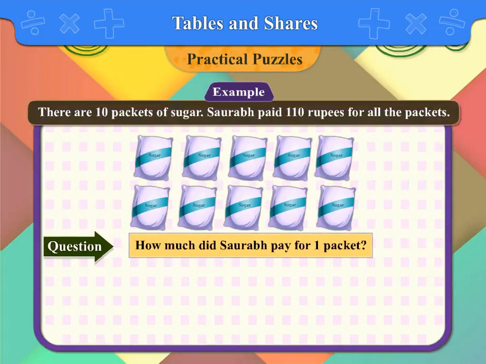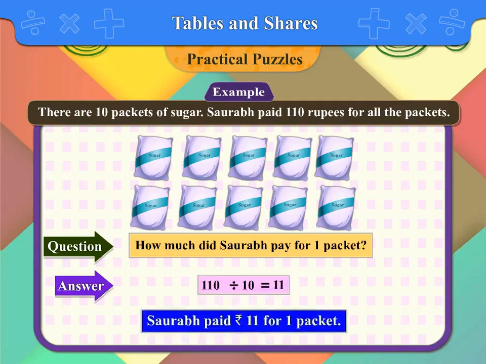Saurabh paid rupees 110 for 10 packets. So, to find the cost of 1 packet, we will have to divide 110 by 10. 110 divided by 10 is equal to 11. Hence, Saurabh paid rupees 11 for 1 packet.